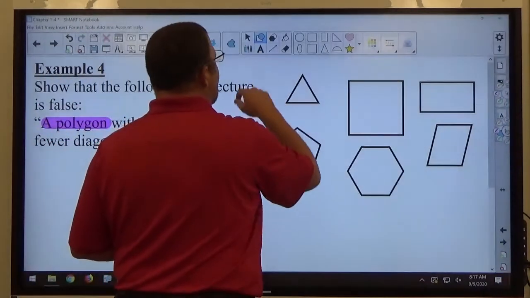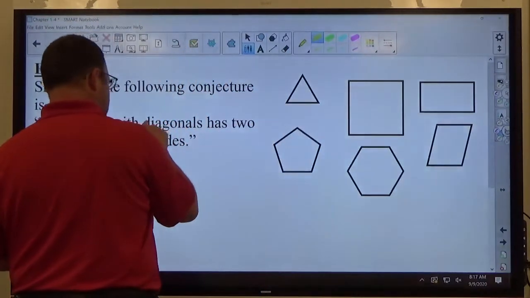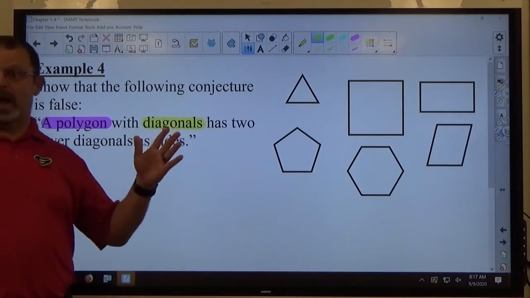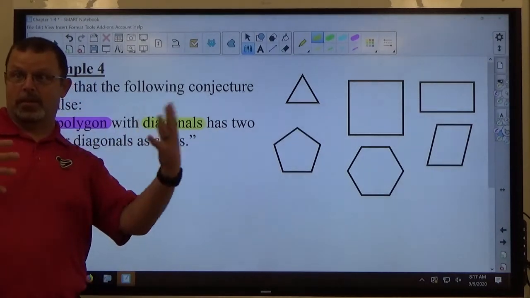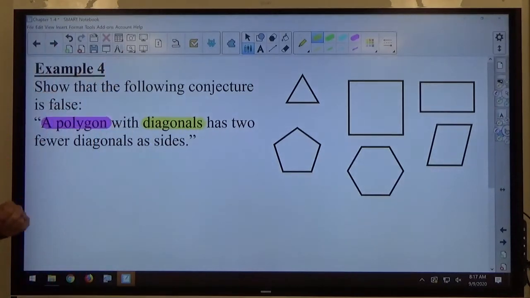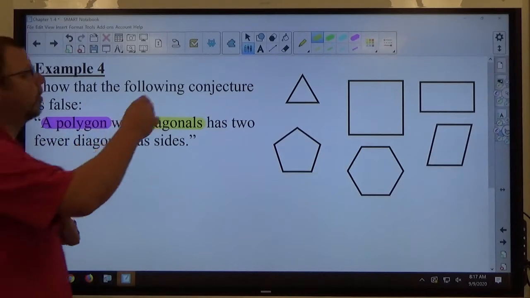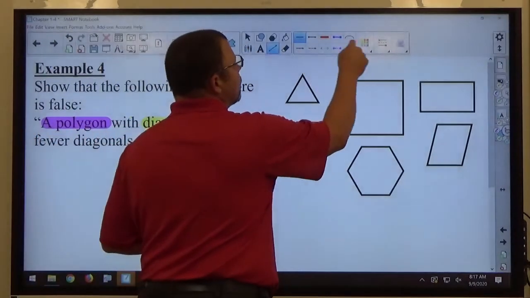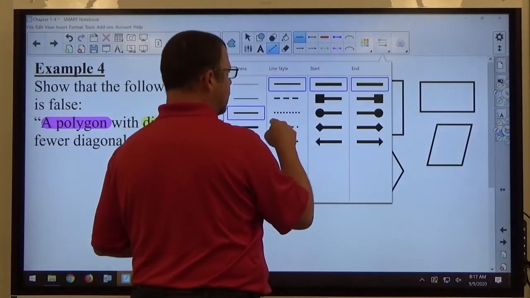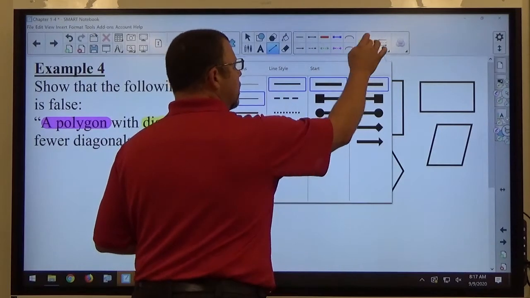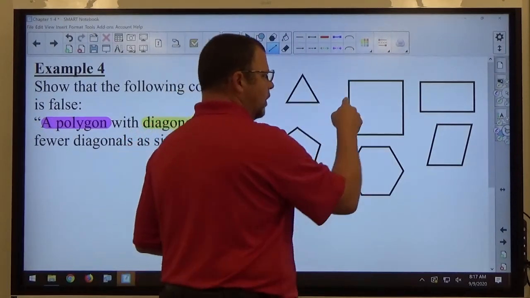And then we have the word diagonals. Anybody know what diagonals are? The word diagonal means at a slant, right? Yeah, so you know that. But in the geometric sense, a diagonal is a segment that connects one vertex of a polygon to an opposite vertex of the polygon. So I'll demonstrate. Let's do something other than the triangle first. I'm going to use a different color here. Let's look at the quadrilaterals.